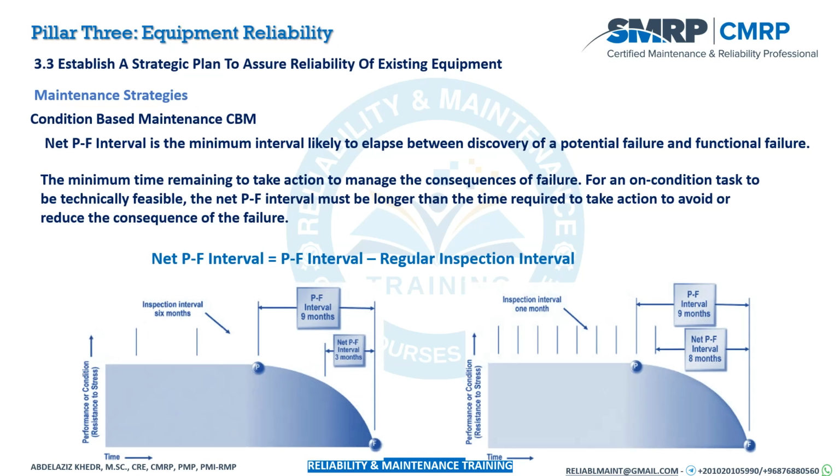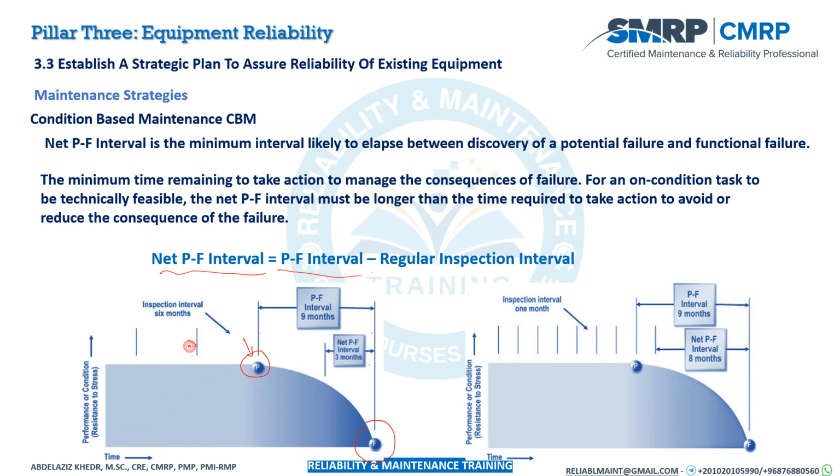This is also very important, which is the P-to-F curve. In the P-to-F curve, we have a point called potential failure, at which a preliminary detectable failure is detected, and functional failure when we lose the function. The duration between them is called the P-to-F interval. We also have another concept called the net P-to-F interval, which is equal to the P-to-F interval minus the inspection interval.